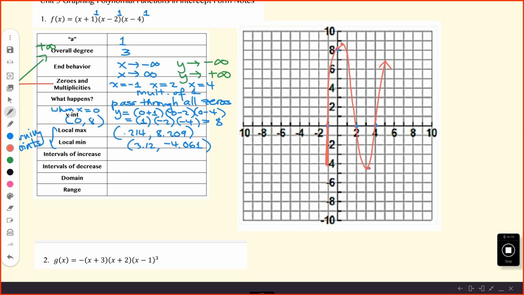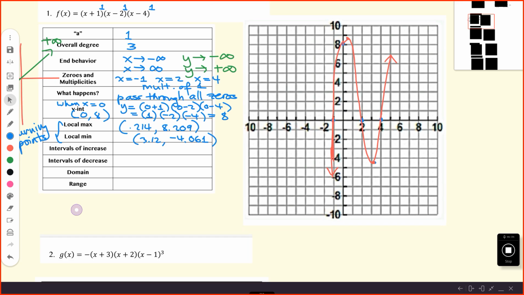And we know that at the right side, the graph goes up. It rises because of the end behavior, right? Okay, so this one falls and this one rises. So that's the estimate of our graph. Okay, and we're using the end behavior and the behavior at the zeros to graph it manually.